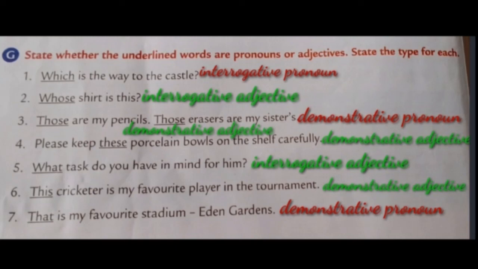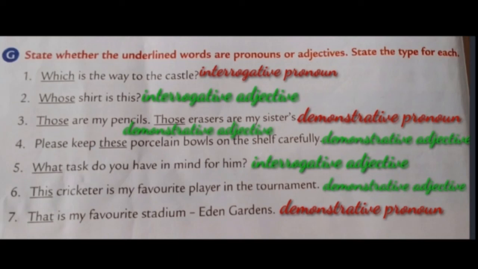So children, don't forget an interrogative pronoun stands in place of a noun. But an interrogative adjective is used with a noun. Let's see the first one. Which is the way to the castle? It is interrogative pronoun. Second one, whose shirt is this? Here, answer is interrogative adjective.